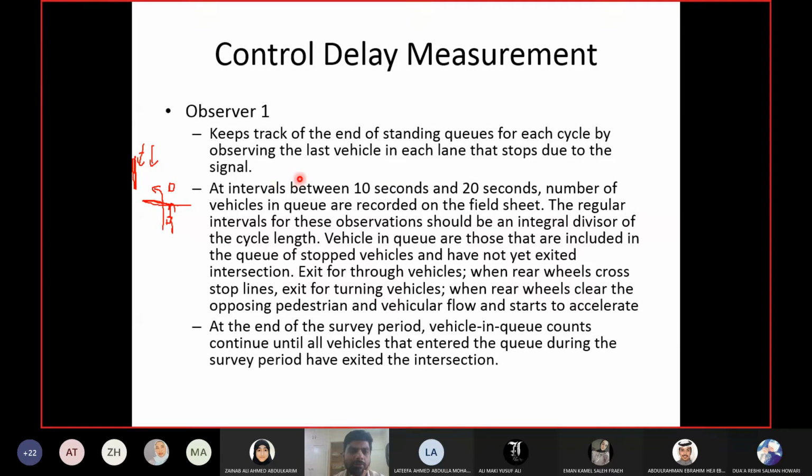Now what this observer is doing, first of all you give him an interval, and that interval should be between 10 and 20 seconds. The length of the interval should be between 10 and 20 seconds.